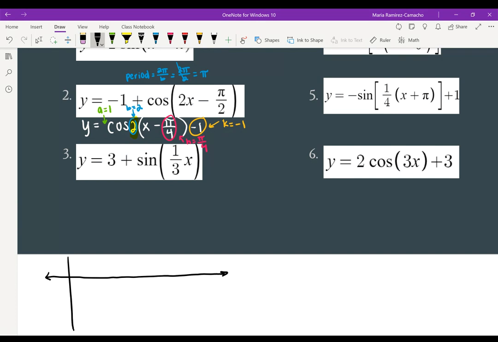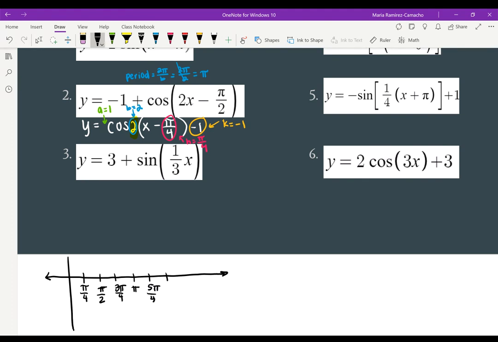Okay, let's scale the x-axis in increments of pi over 4 because I'm going to be shifting to the right pi over 4 radians. So pi over 4, 2 pi over 4, 3 pi over 4, 4 pi over 4. And notice that some of these fractions do simplify. 2 pi over 4 reduces to pi over 2. 4 pi over 4, those 4's cancel out. That reduces to just pi.